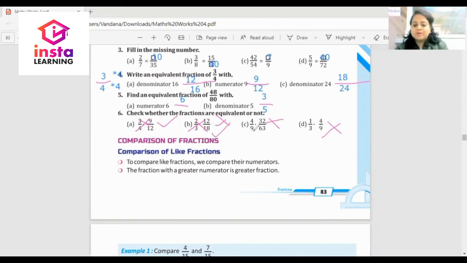Now, by cross multiplication, the number is not matched. So cross that and cross this also, because 3 fours are 12 and 9 ones are 9. One answer is 12 and one answer is 9. It is not matched. So this is not an equivalent fraction. Okay, students, got it? Very good.